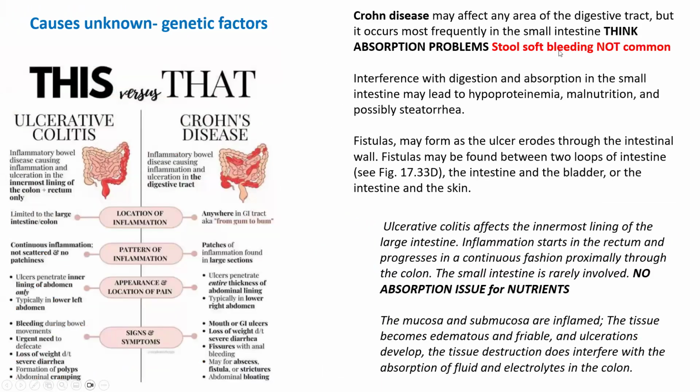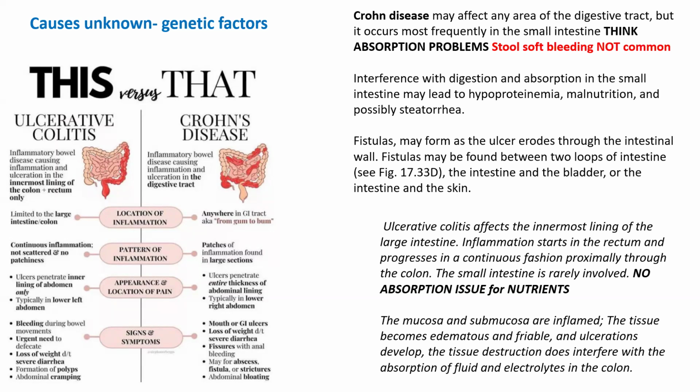All right, next up is Crohn's and ulcerative colitis. A couple of main differences between them. For one, Crohn's affects absorption, ulcerative colitis does not. Crohn's typically has no bleeding. There's usually no blood in the stool. There is with ulcerative colitis. Crohn's is usually going to be a softer stool. So they can have bleeding, but it's not common. And usually the bleeding comes from the fissures that develop there.